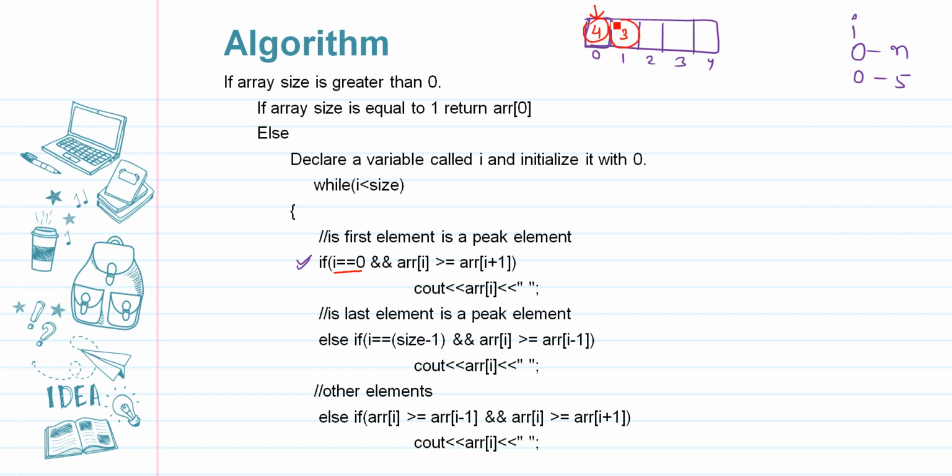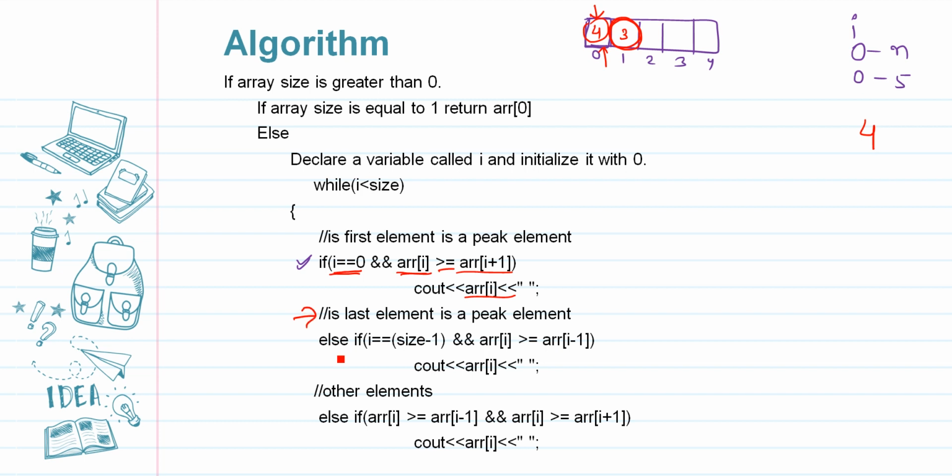So if this 4 is not smaller than this 3, which basically means this 4 will be considered as a peak element. So we are doing the same here. If I is equal to 0 and ARR of I, which basically means this index, is greater than or equal to ARR of I plus 1, which means this one, then we need to print the ARR value. So in this case 4 will be printed here.